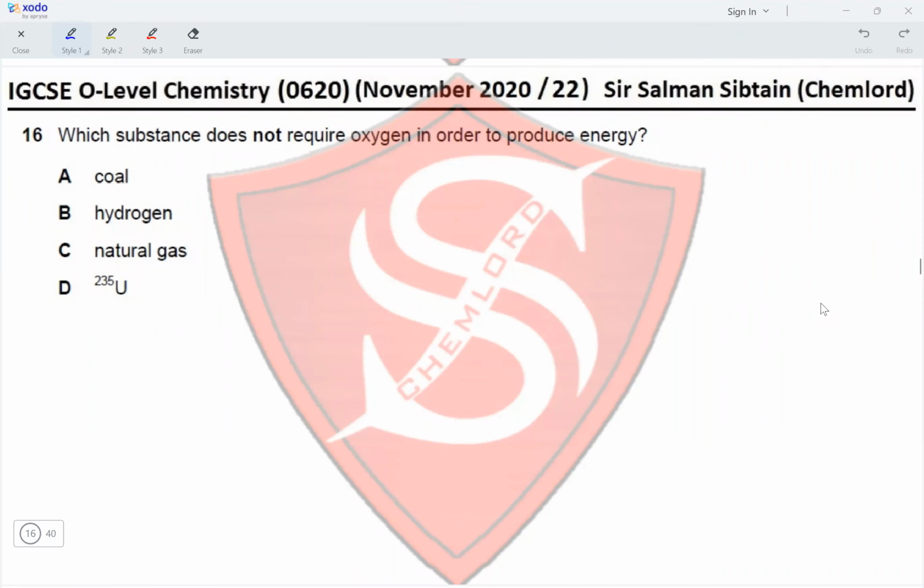Question 16. Which substance does not require oxygen in order to produce energy? So we have coal. Coal is burned in oxygen in order to produce energy. Hydrogen. Hydrogen burns in oxygen exothermically in order to produce energy. Natural gas. Natural gas is also burned in air, which contains oxygen in order to produce energy. Uranium. Uranium is radioactive. It does not need oxygen to produce energy. It undergoes radioactive decay. So the correct option for this question is option D.